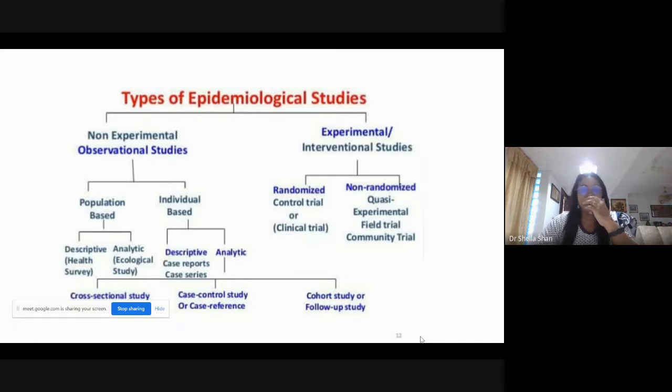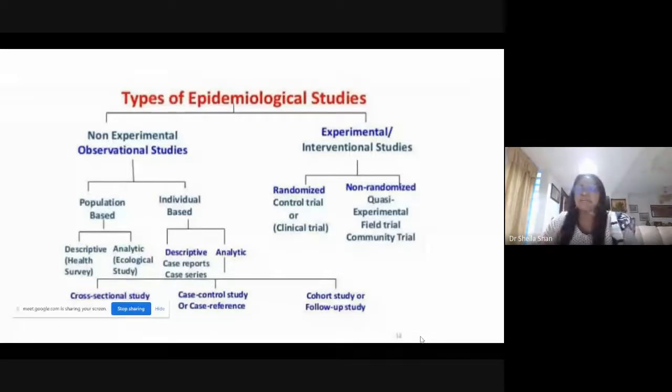Under the epistemology of the studies, we have the experimental type and the non-experimental type. What do we mean by experimental? Experimental means you have an intervention. That means you are doing some treatment. After the treatment, you're going to see whether there is an improvement or not. Non-experimental, that is observational studies.